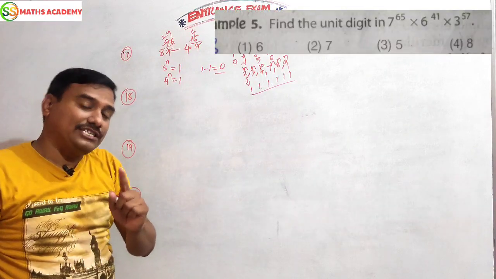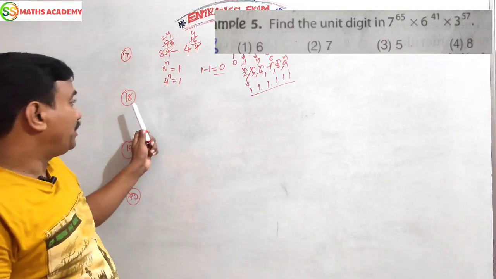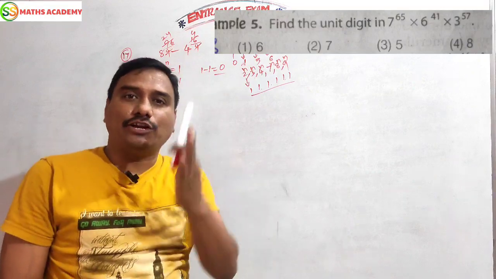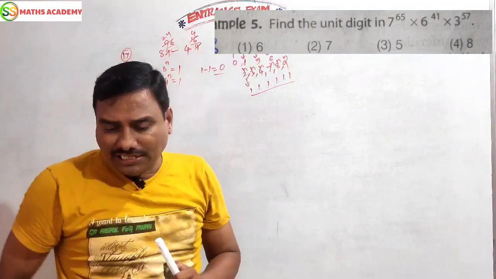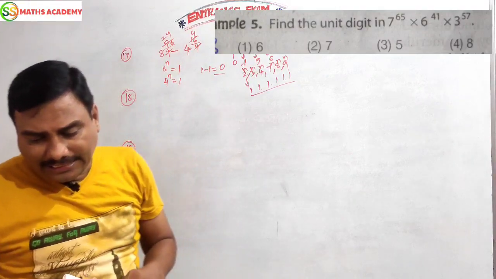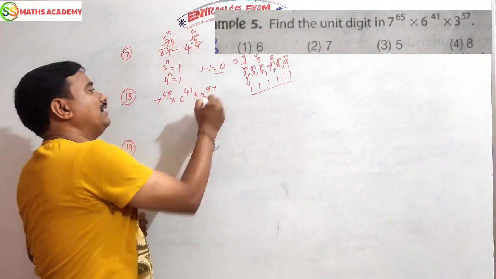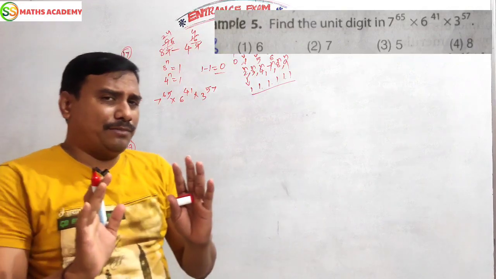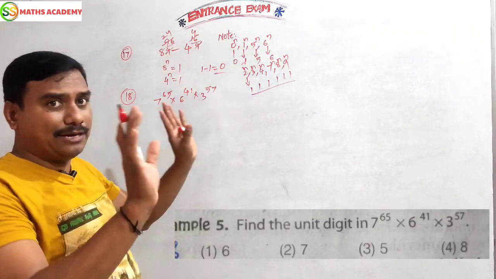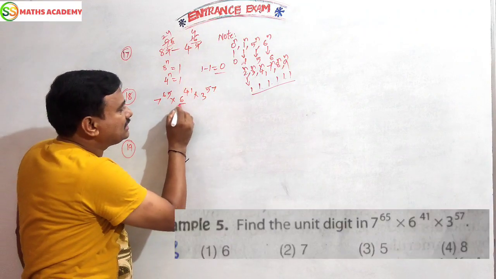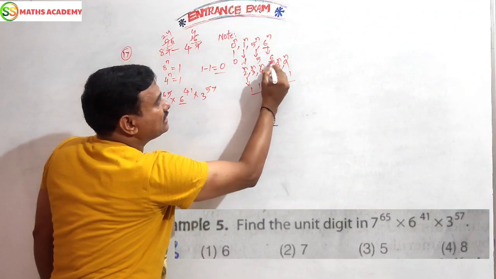Next, one more question, you see, then you can understand. This is question number 18. Same, based on unit digit. I am going to explain it for better understanding. Okay, friends? The question is: find the unit digit in 7 to the power of 65. This is the question. Simple. I told you, note: 0, 1, 5, 6 will give the same number.